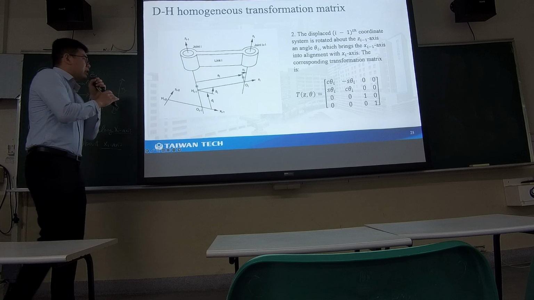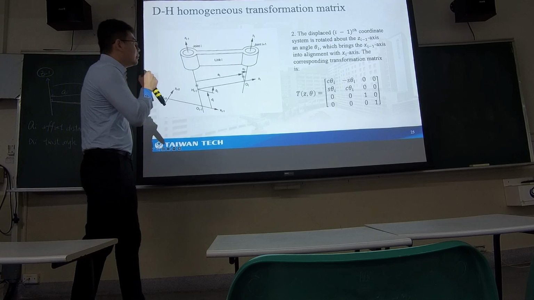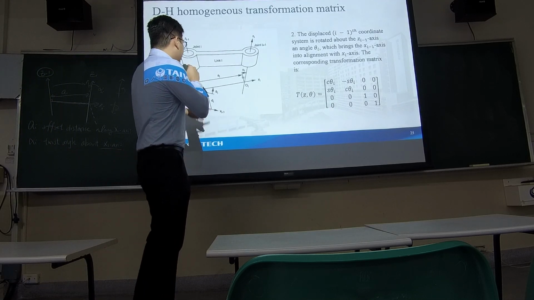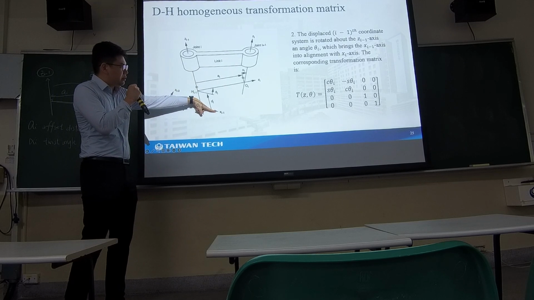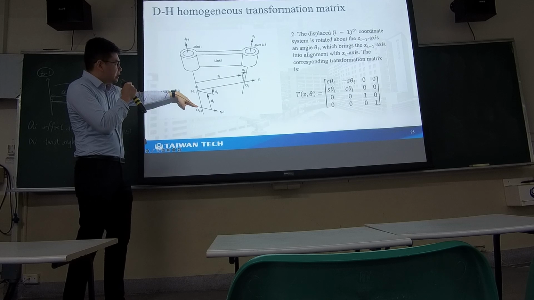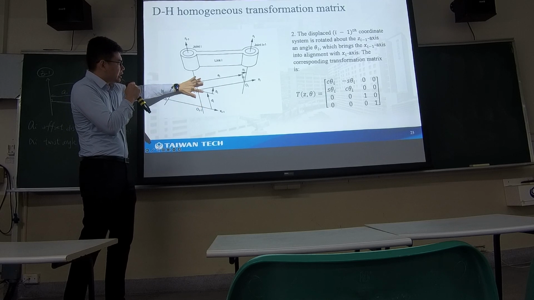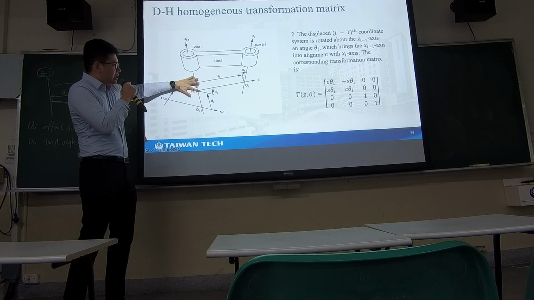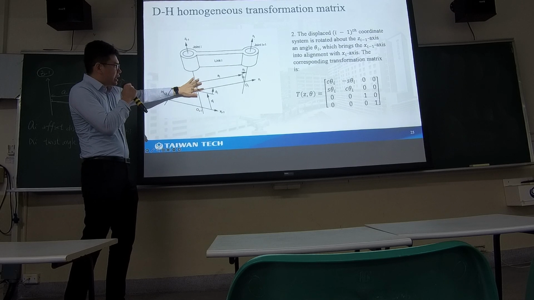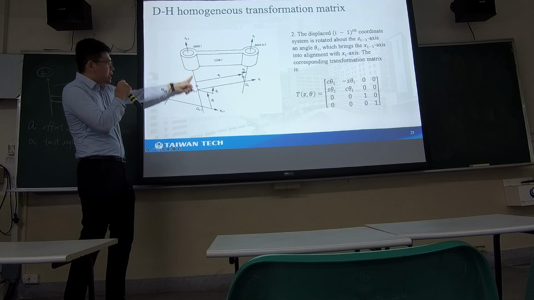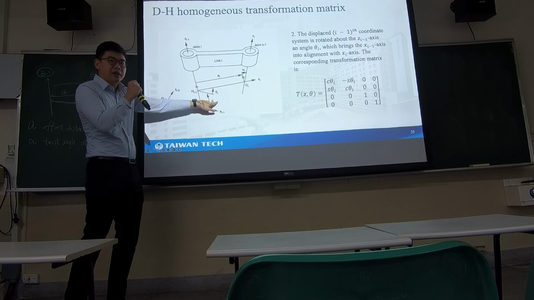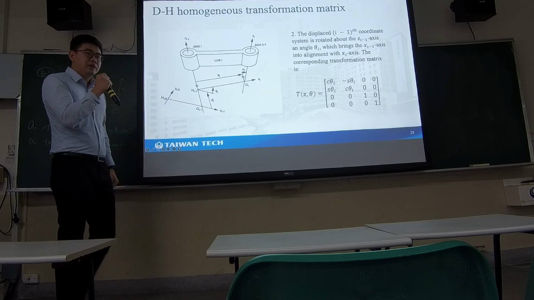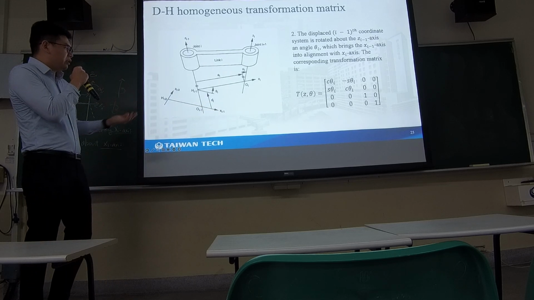And the next one, we come to the theta. So the theta is defined as, you see this is the xi minus 1 axis, and we transform it here. So the angle between the xi minus 1 to xi about the z-axis, the z i minus 1 axis, is theta.